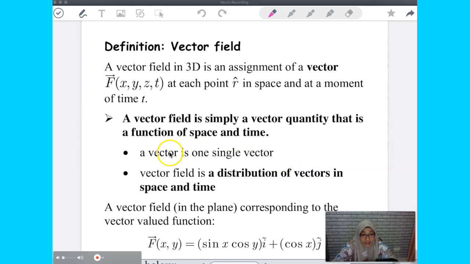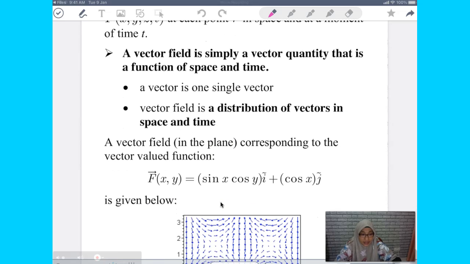Okay, this is for a vector field for some value of x, y, z and for some specific t. But if you have one single vector, that is for the specific t, only one t. So the combination of very many vectors for a specific t, you call that a vector field. So a vector field is a distribution of vectors in space and time, for some interval t. A vector field is normally given in a vector valued function.